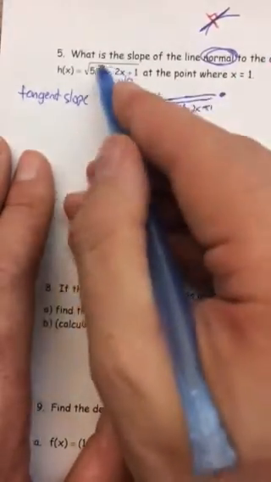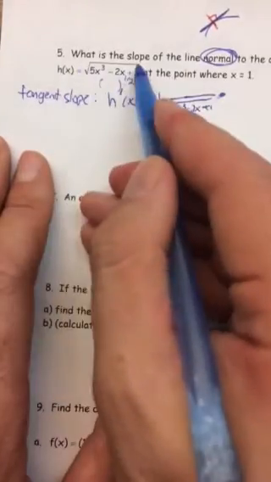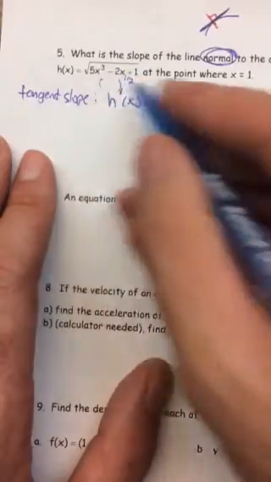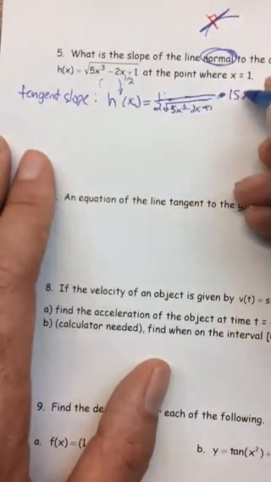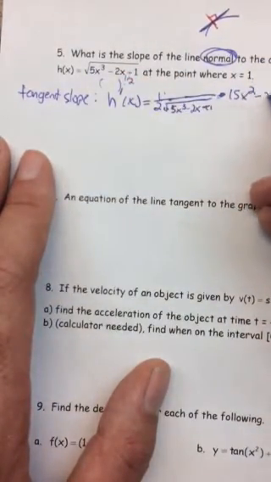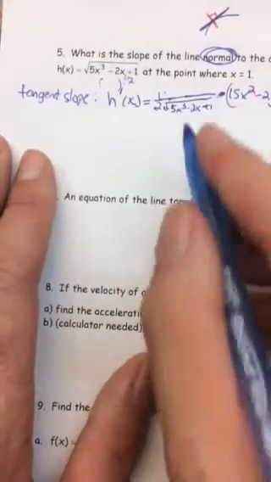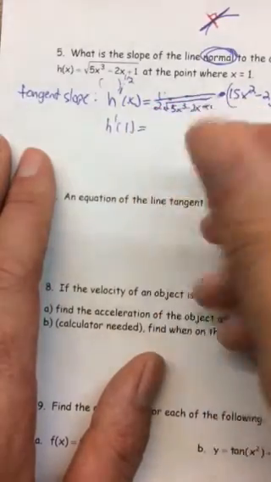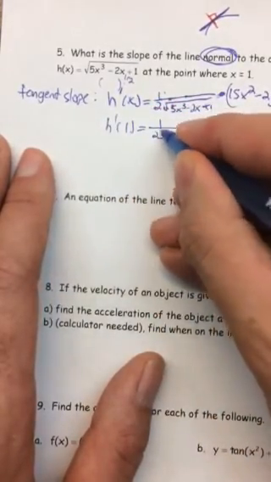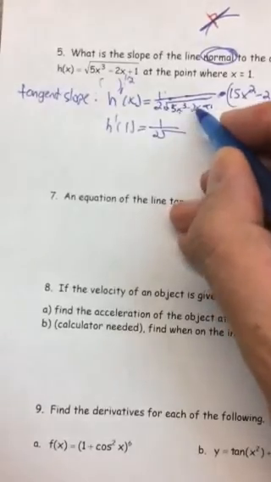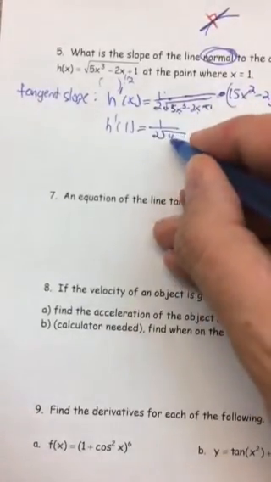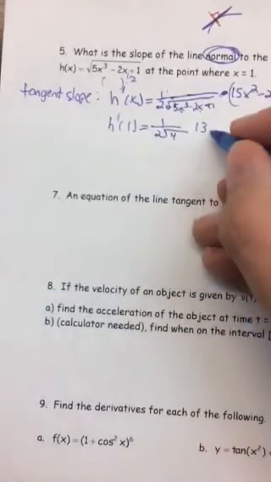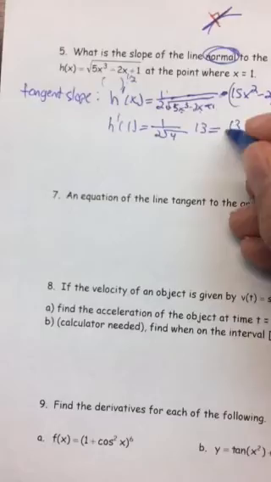Times, we need to do times the derivative of the inside. So this is the derivative of the square root of something is 1/2 square root of that, times this is the chain rule, times the derivative of the inside function, 15x squared minus 2. That needs to be in parentheses. At the point when x equals 1, so h prime of 1 is equal to 1/2 times the square root of 5 minus 2 plus 1 is 4. And here we've got 15 minus 2 is 13. So this is equal to 13/4.